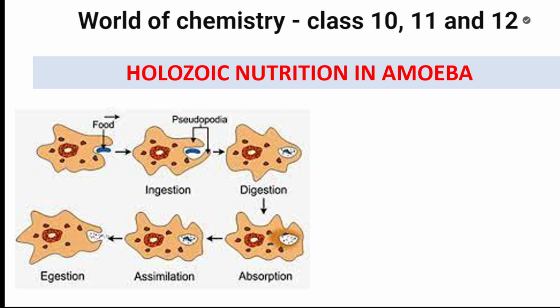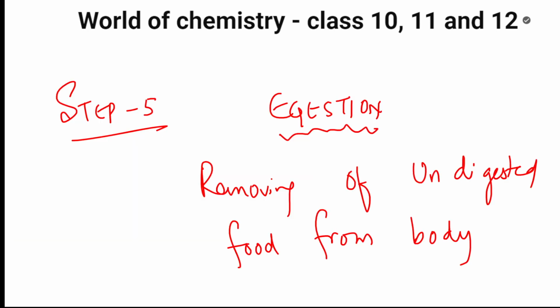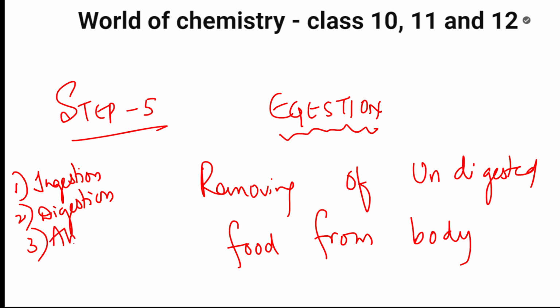Shall we once summarize the steps, students? Yes, let me summarize. First step, you tell me, ingestion. Perfect. What is the second step? Digestion. What is the third step? Absorption. Correct. What is the fourth step? Assimilation. Did I write assimilation here? Absorption? Yes, I wrote assimilation.